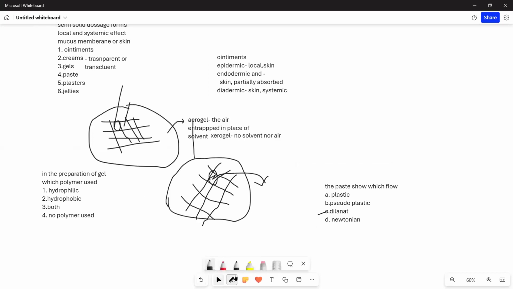So the paste shows the dilatant flow, guys. These have to be remembered by you guys. The paste shows the dilatant flow because the concentration of the solid in the paste is so much higher when compared to the ointment. That's why they show the dilatant flow.